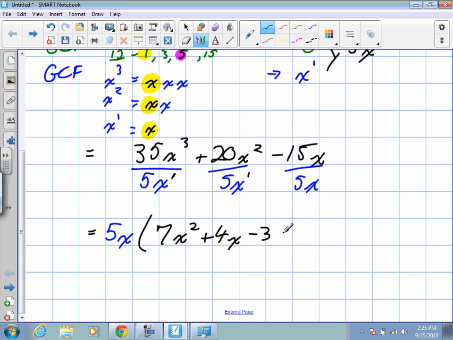It's technically x to the power of 0. Any number to the power of 0 is 1. 1 times 3 is just 3. So we don't need to write it in. Okay? So this is our common factoring. Our greatest common factor is 5x, and we wrote it in factored form. It's 5x times 7x squared plus 4x minus 3.